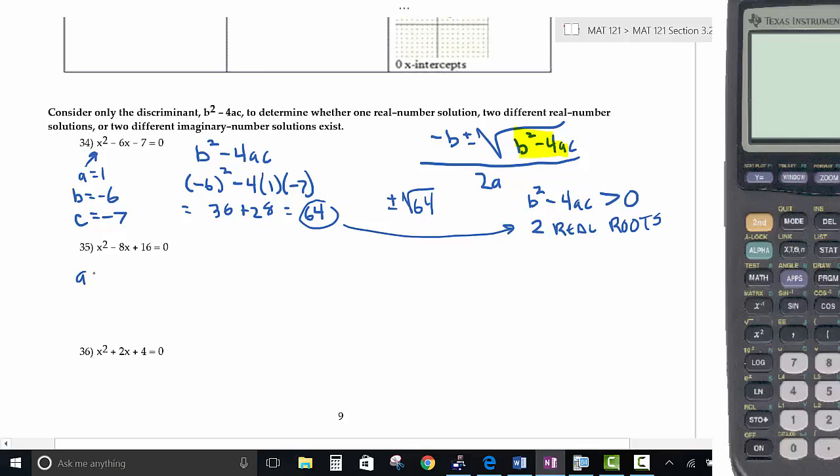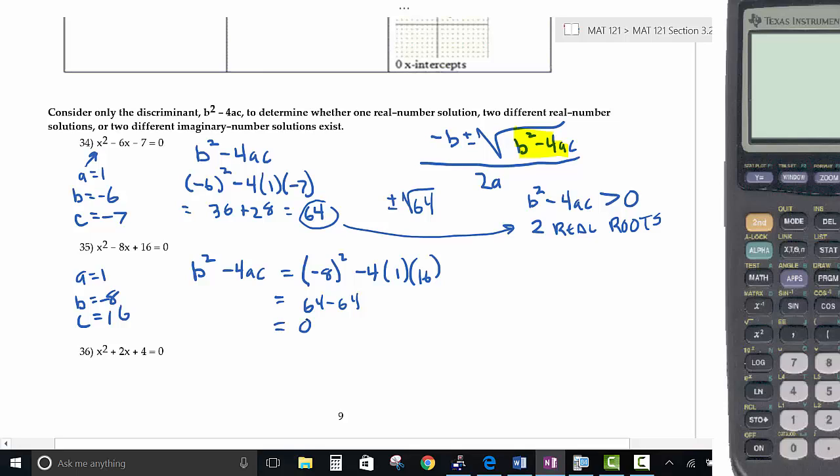Next problem, let's see. A is 1, B is -8, and C is 16. So again, we're just going to work out the discriminant, which is b squared minus 4ac. So b is going to be -8, and then we're going to have minus 4ac. So a is 1, c is 16. So this is going to give 64 minus 64. So that's going to be 0. Okay, I'll kind of keep track of these things as I go.